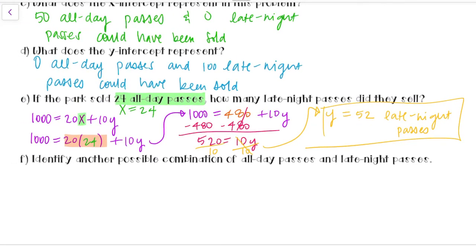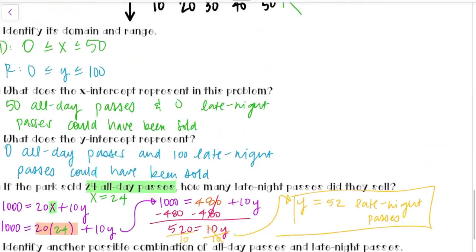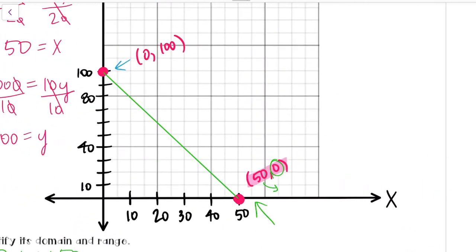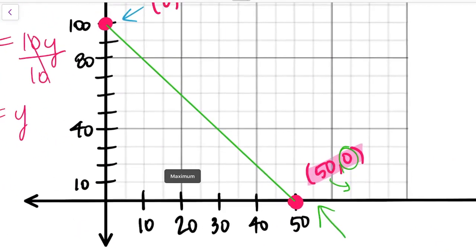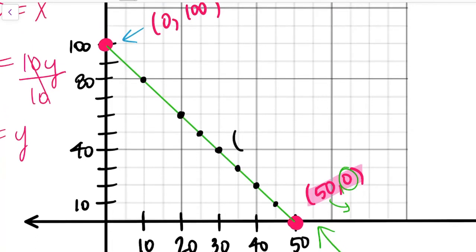And lastly, identify another possible combination of all-day passes and late-night passes. This is definitely something that you will see on your quiz. So in order to do this, we have two options. If you can take a look at your graph and spot any of these places where your line very clearly crosses any of these corner points, these are all actually on corner points, that worked out really well, and really quickly pick out those ordered pairs.